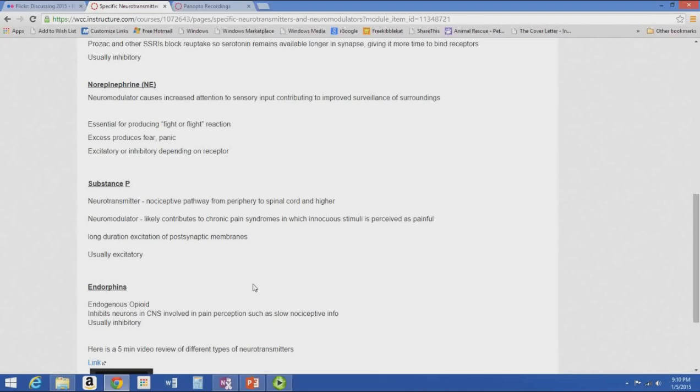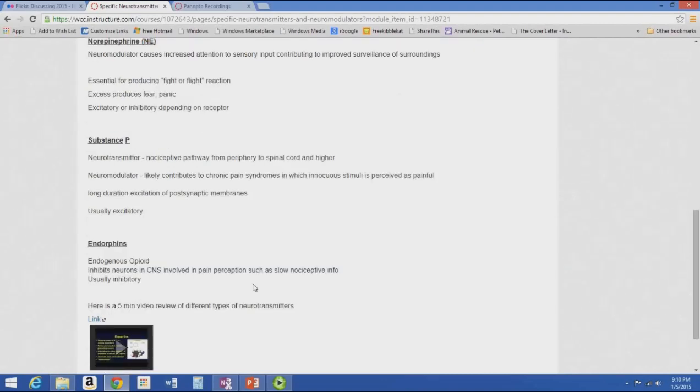So endorphins, those are our endogenous opioids. They inhibit neurons in the central nervous system that are involved in pain perception. They're usually inhibitory.